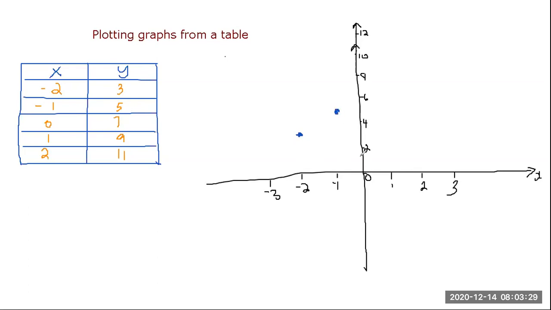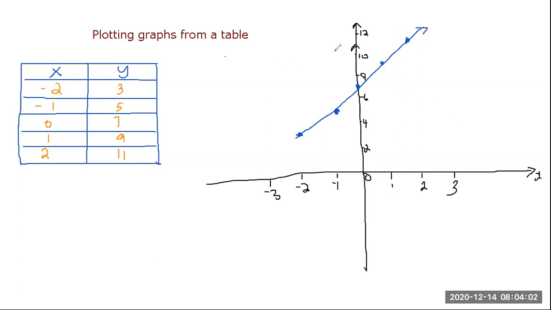Then 0, 7, and then 1, 9, it's about right there. And then 2, 11, which is about right here. Again, this is just a sketch. And you go through and then you connect the dots. And that's how you get your line. Again, you could take 2 points from this and find your slope.